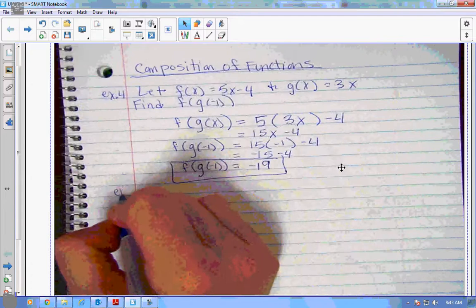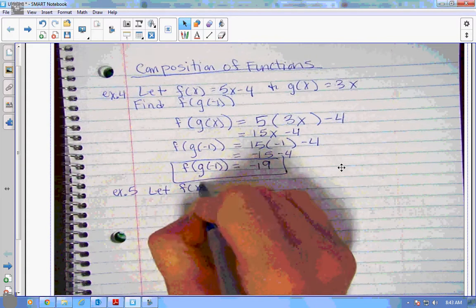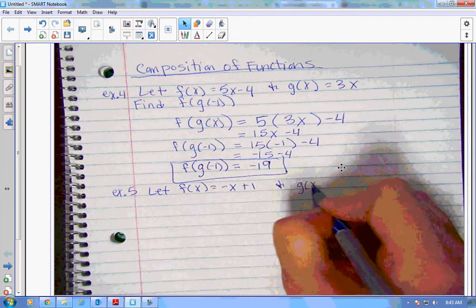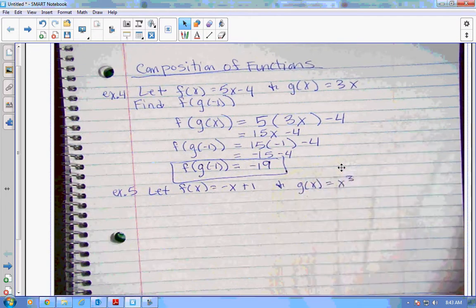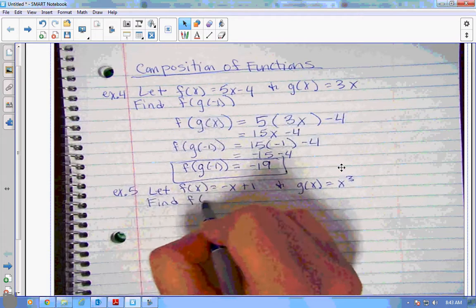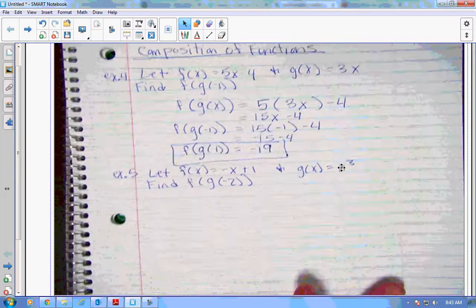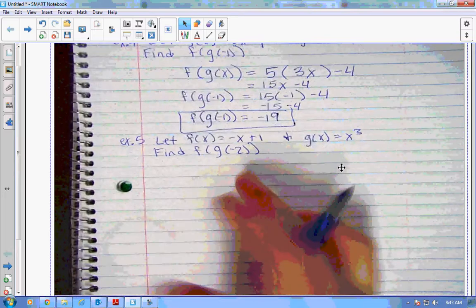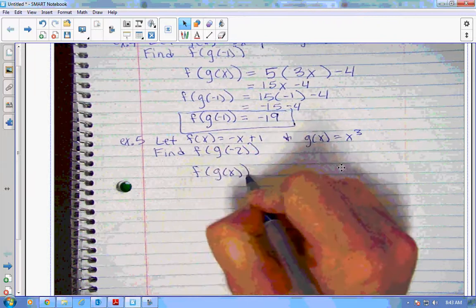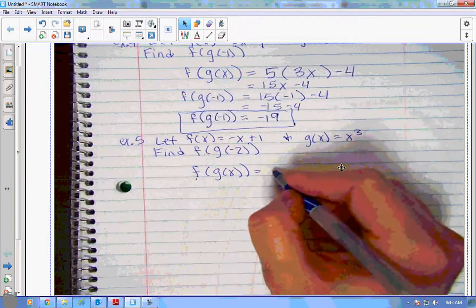Okay, trying another. Example 5. This time, let f of x equal negative x plus 1 and g of x equal x cubed. Let's find f of g of negative 2. Starting on the outside, just ignore the negative 2 for the time being. Let's start with f of g, just starting on the outside. F is on the outside. F is negative x plus 1.